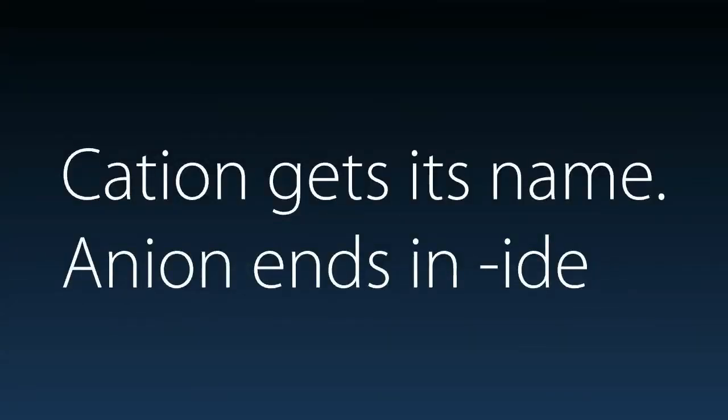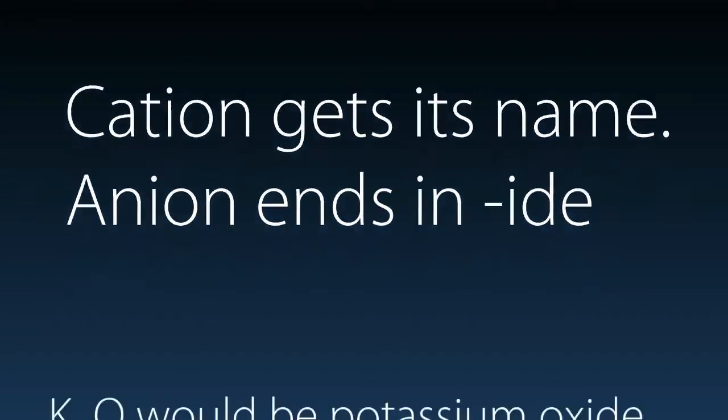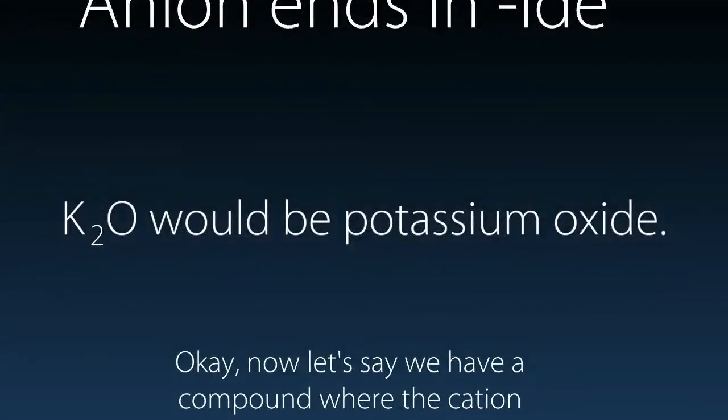The cation is going to get its name, okay? And the anion ends in IDE. Remember, the cation is a positively charged ion and the anion is a negatively charged ion. We just drop the ending and end it in IDE. So if we start with K2O, we would say the first element, K, is potassium and O is oxygen, right? And so we have to drop the ending and we just say IDE, oxide. All right, that was easy.